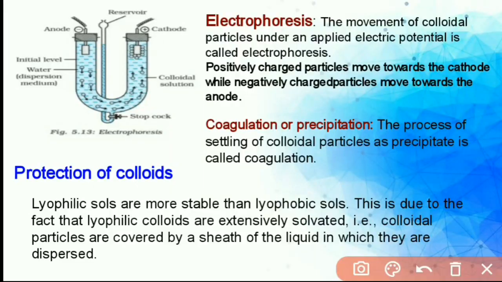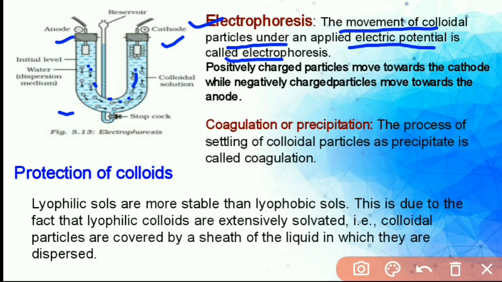Next electrical property is electrophoresis. The movement of colloidal particles under an applied electrical potential is called electrophoresis. See in this picture, a U-shaped tube is fixed with an anode at one end and a cathode at the second end, and filled with the colloidal solution. When the electric field is applied, the colloidal particles move towards the cathode and accumulate near the negative electrode.